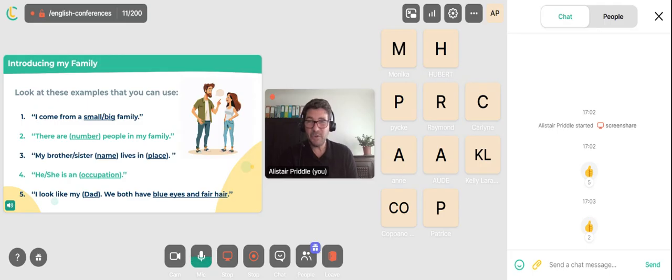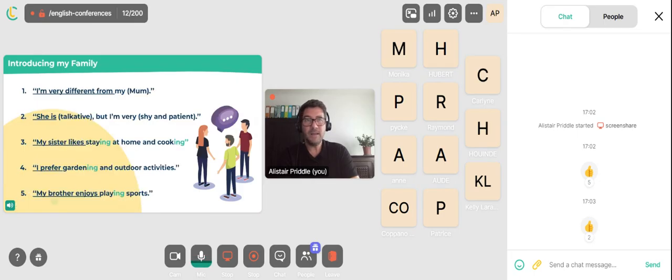So for example, for me, I could say, I come from a small family. There are 4 people in my family. My brother's name is John. He lives in England. He is a policeman. I look like my dad. We both have blue eyes and dark hair. Okay, so those are sentences that can help us introduce our family to others in English. Let's look at some more.